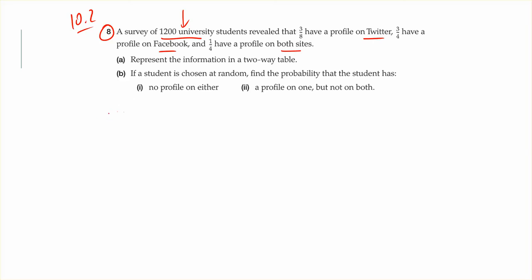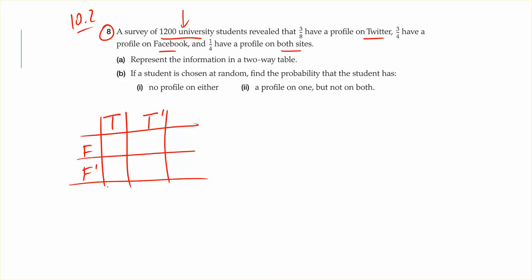So, first thing, we need to construct a table. They either have Twitter or they don't. They either have Facebook or they don't. So if I draw the table, I know if it's a probability table, then the probability always sums up to 1. Now let's fill in what we know.